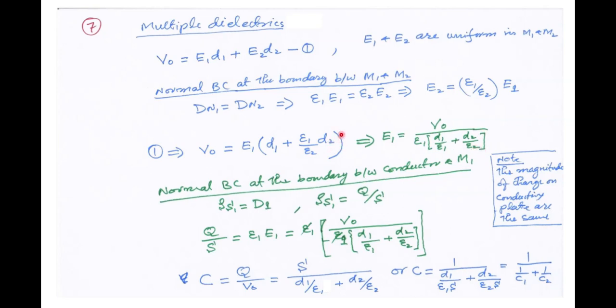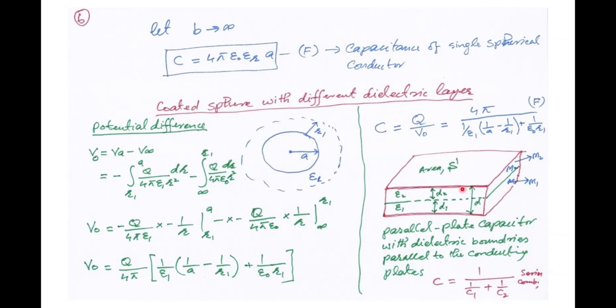Now, in this structure, there are three interfaces. That is, the interface between the upper conducting sheet and the dielectric material M1, the interface between M1 and M2, and the interface or boundary between M2 and the conducting sheet.